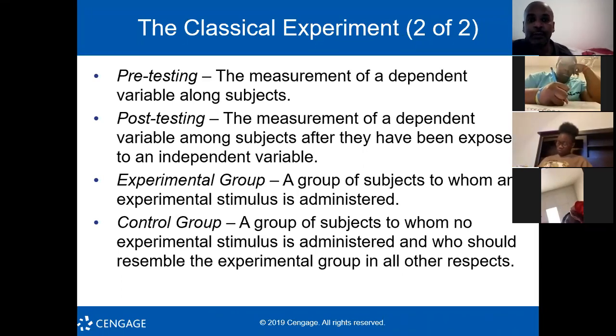Post-testing is again, so we introduce this dependent variable. And there's an example, education. We observe people's levels of prejudice against Muslims. We introduce a variable of education. And after they've been exposed to this education, our independent variable, we're going to measure their level of prejudice and see if education had an impact.